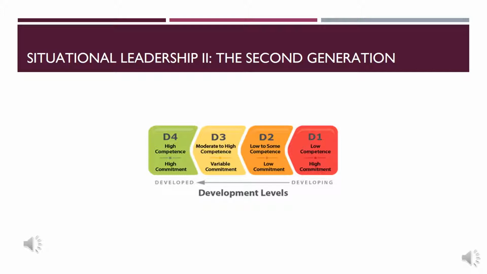Finally, with development level 4, these are those with high competence with high commitment. These are essentially highly independent experts in their fields who are highly motivated and highly committed to their job and just looking to get the job done for self-fulfillment. These individuals tend to be self-learners or the all-stars of our teams.